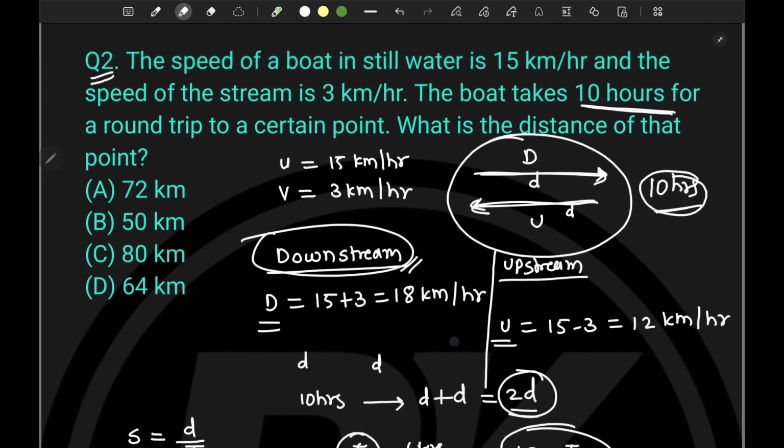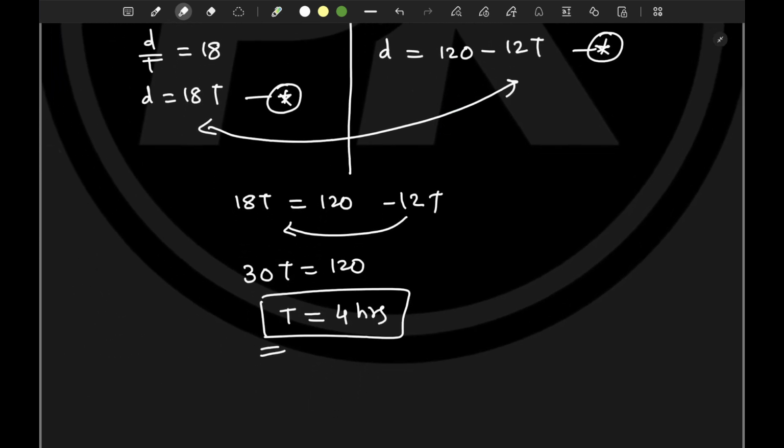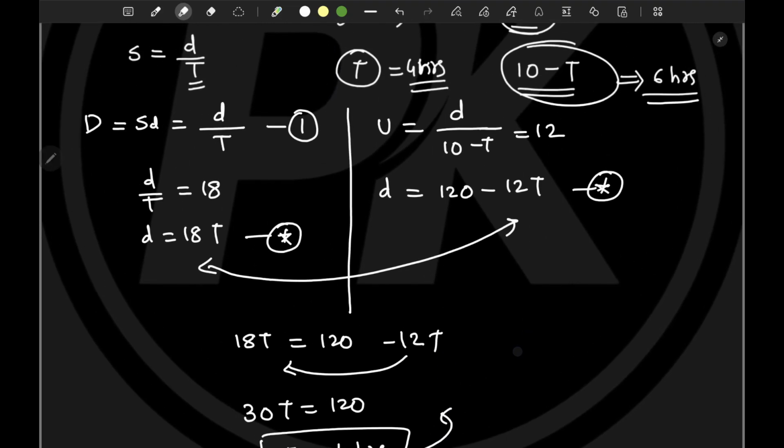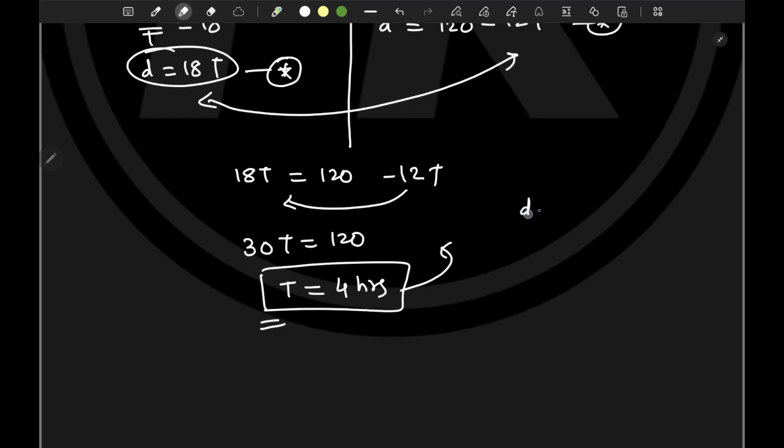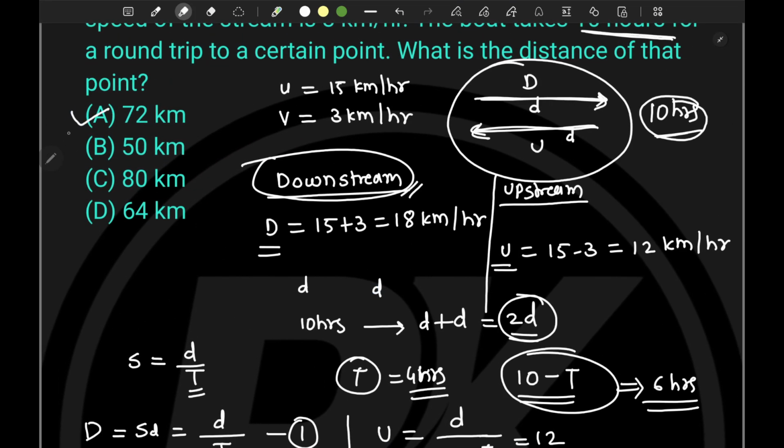What do we have to calculate here? What is the distance of that point? We have to calculate the small d. So let us put this t in any equation. So let's say here, d is equal to 18t, and that is equal to 72. This is distance, right? So it is kilometer. Now let's see which is the option. The option number A is correct.